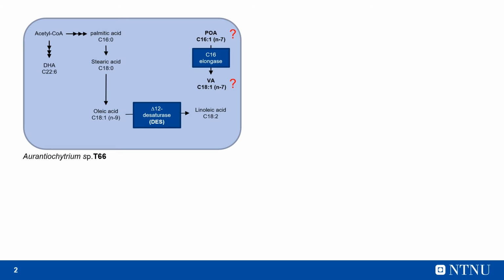At the same time, there is a delta 12 desaturase, DES, in the T66 genome, which can desaturate oleic acid into linoleic acid. However, both fatty acids are not produced by T66. Since DES is also highly upregulated when the cells actively accumulate lipid, this puzzled us: what is the function of DES? To find the answers, we utilized another species, Oronthiochytrium limacinum SR21.